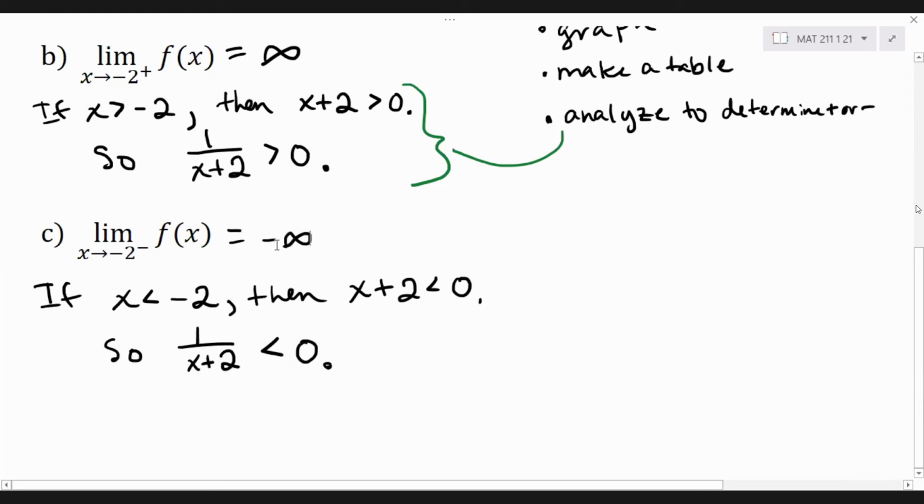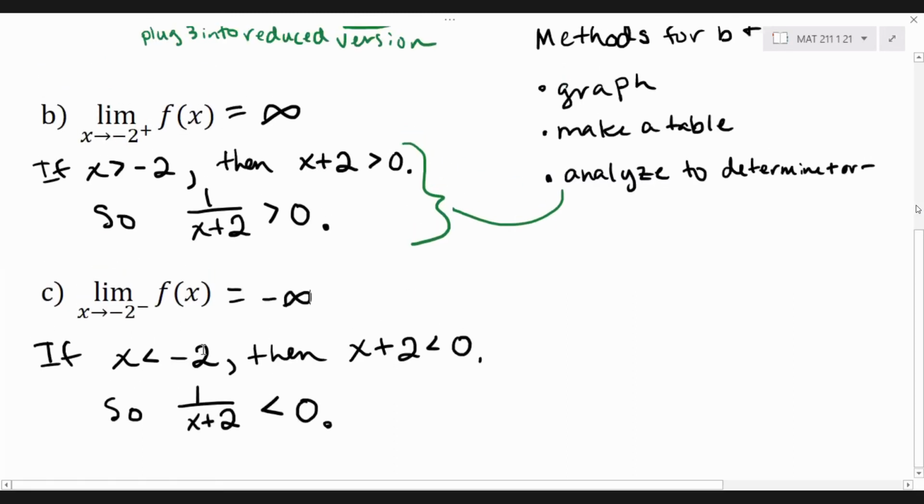Each of these is just an option. So you can graph it to figure this out. You can use a table to figure it out, or you can do a little bit of logic like this to figure it out. And it is up to you. I just want to give some options and a little bit of context to see different ways to look at these limits. So any of these infinite limits, you can make a graph, you can make a table, or you can do a little bit of analyzing. Is this positive or is this negative?